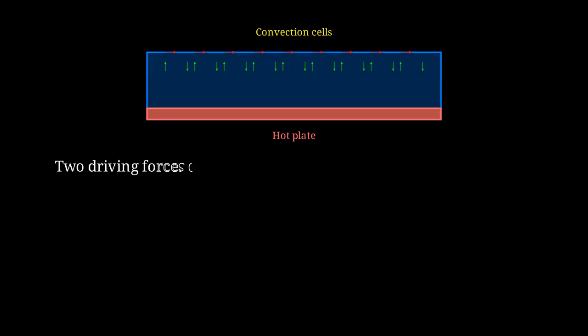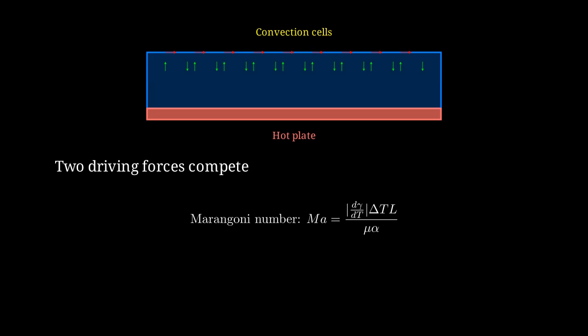Two mechanisms drive this convection. First, buoyancy. Hot fluid is less dense and rises. Second, Marangoni effect. The cooler surface regions have higher surface tension and pull fluid toward them. The Marangoni number quantifies the ratio of surface tension forces to viscous and thermal diffusion.